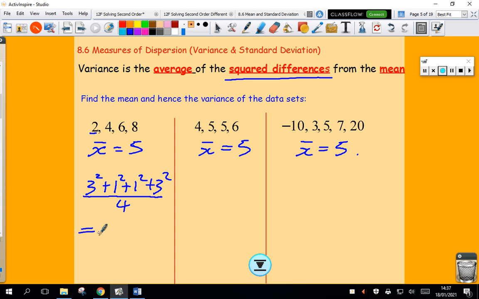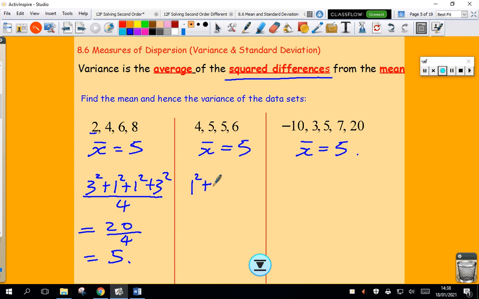Squaring, 9 plus 1, 10 plus 1, 11 plus another 9, well, that's 20, over 4, which is 5. So in that first data set, the variance is 5. In the second data set, again, we're going to take the square distances from the mean. 4, the distance of 4 from 5, well, that's 1 unit, so the square difference is 1 squared.